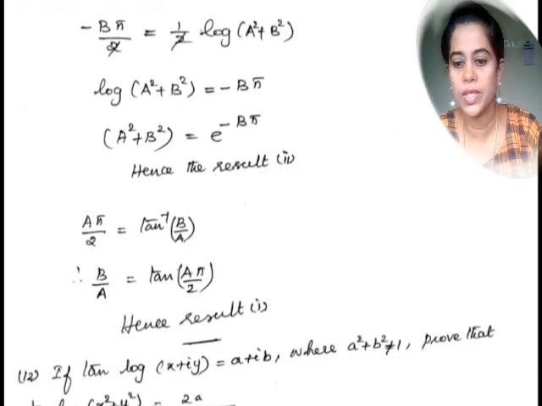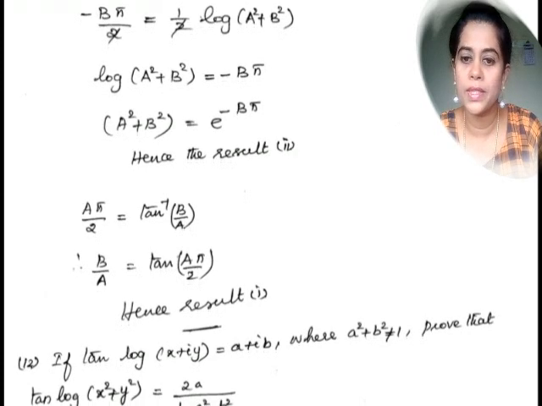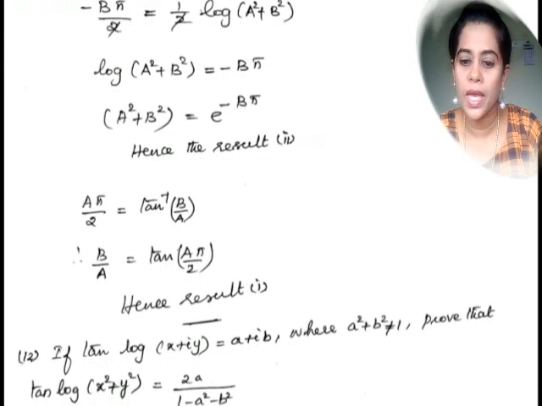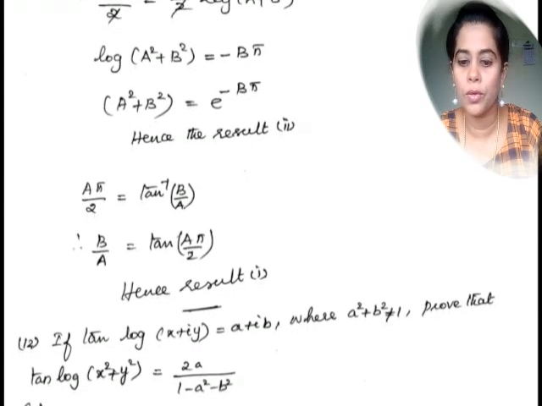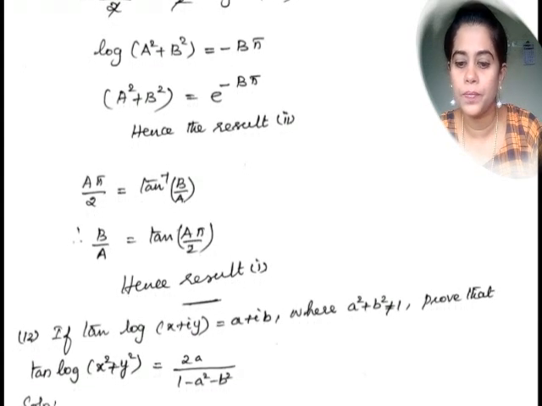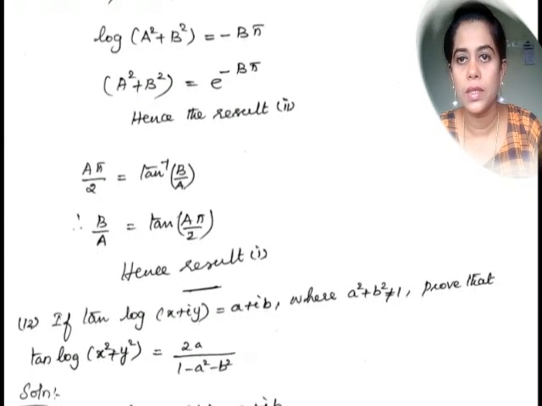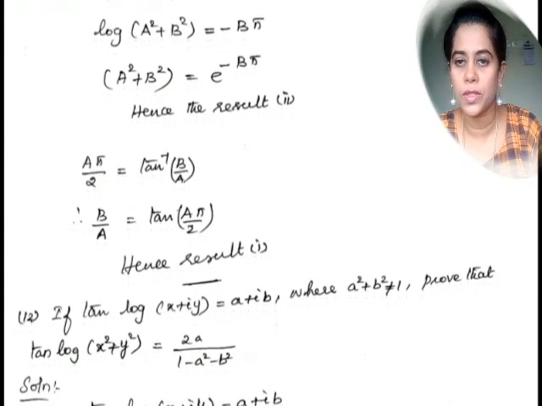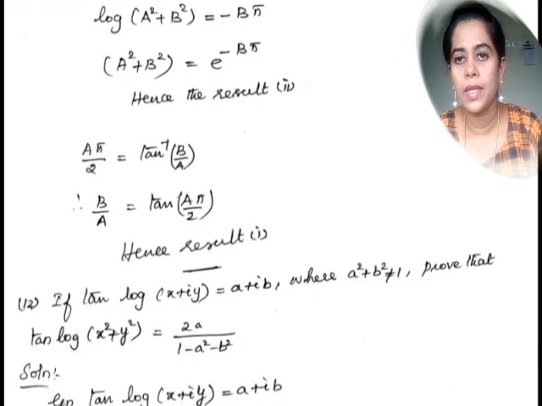There are two subdivisions, and we proved the second subdivision. When I equate the imaginary part, I get a pi by 2 equal to tan inverse of b by a. Therefore b by a is equal to tan of a pi by 2. Hence we proved the first subdivision of this problem, and we have got the desired result.